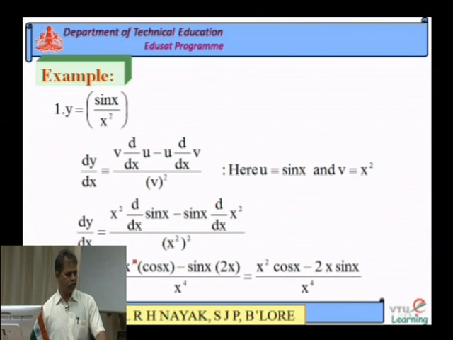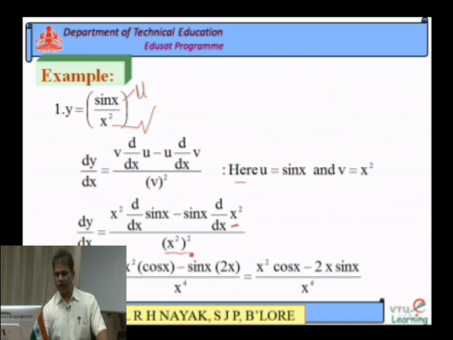Let us see one or two examples. y is equal to sin x divided by x square. Sin x is taken as u, x square is taken as v. What does the rule say? v into differentiation of u minus u into differentiation of v, divided by v square. Here u is sin x and v is x square. According to that we have substituted: x square into differentiation of sin x minus sin x into differentiation of x square, divided by x square whole square.